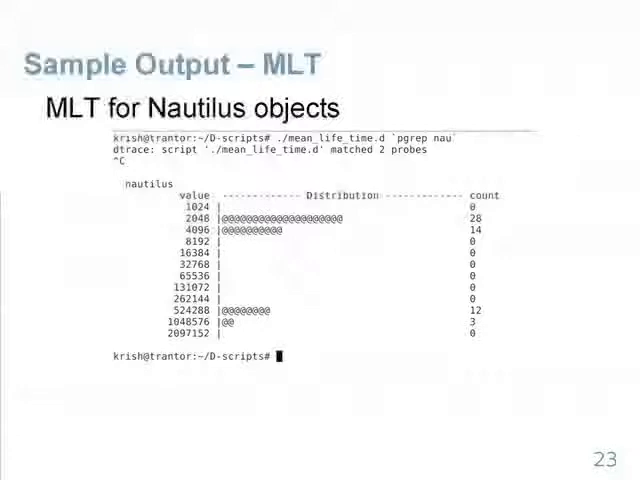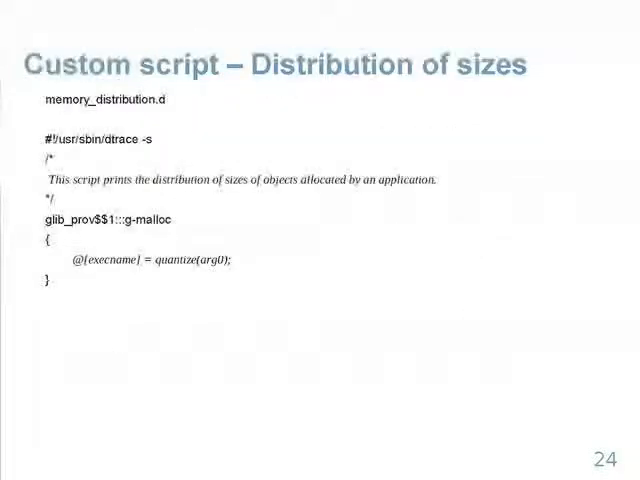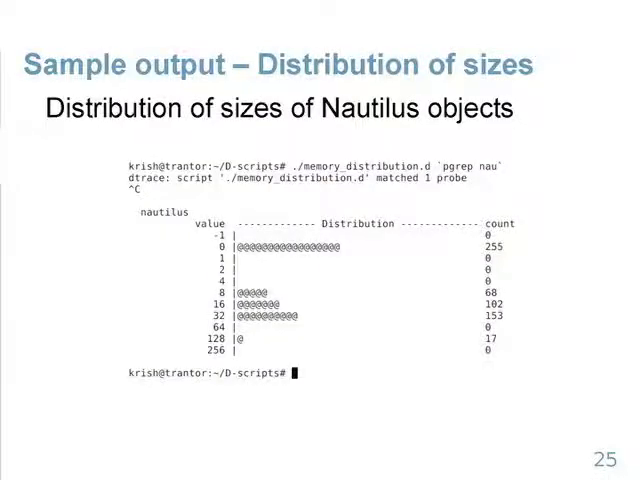Yeah, so this is how the output looks. This is during the time the script ran for. This is another script which calculates the distribution of sizes of the objects allocated. So this is again a plain one-liner just for description. It's in a script. So this is the output which I've got.